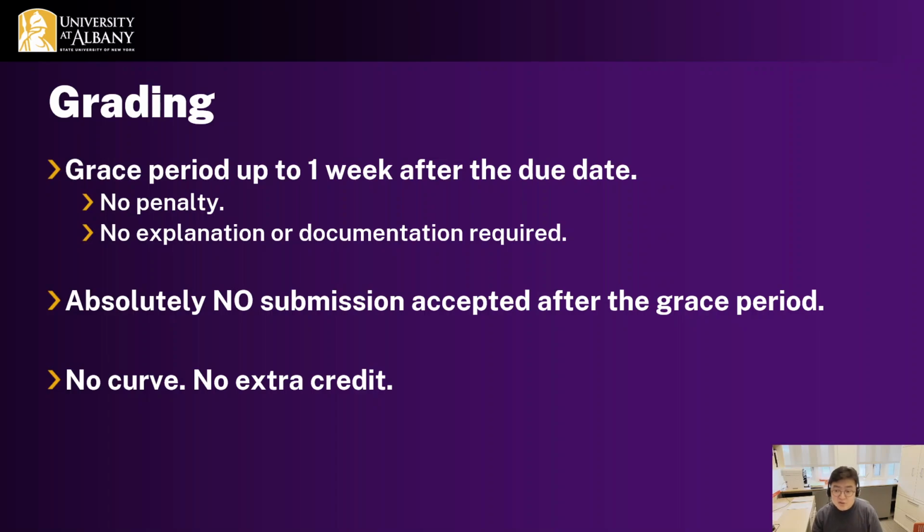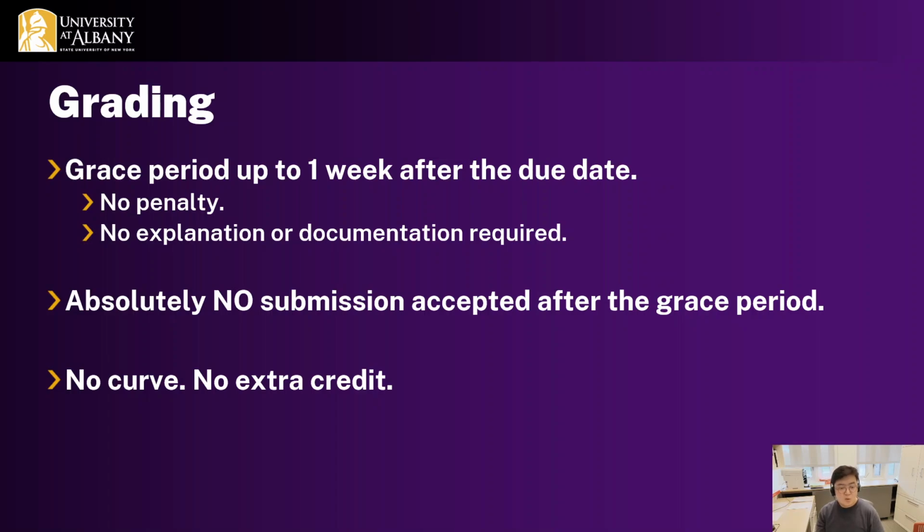I also understand you have a lot of unexpected things to handle in your life, right? Many of you are working, and many of you have other circumstances, and I respect your privacy. So I have this policy: I do not ask any explanation within the grace period of a week. So 1 week after the due date, there is no penalty. You don't need any documentation. You don't need any explanation.